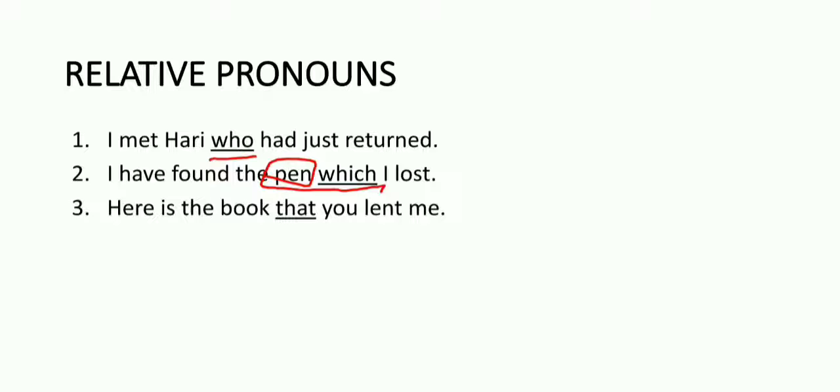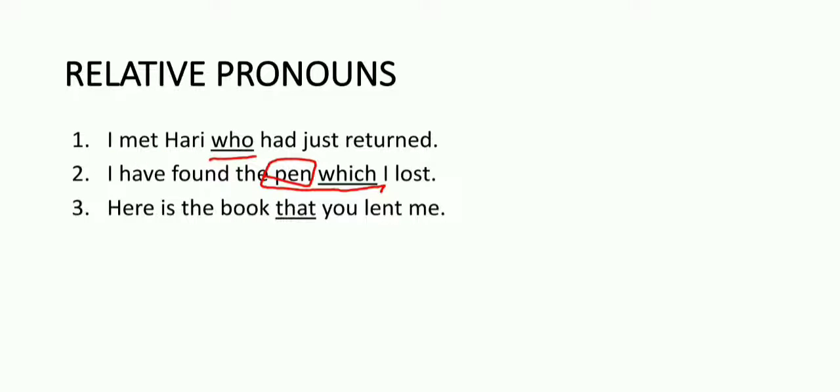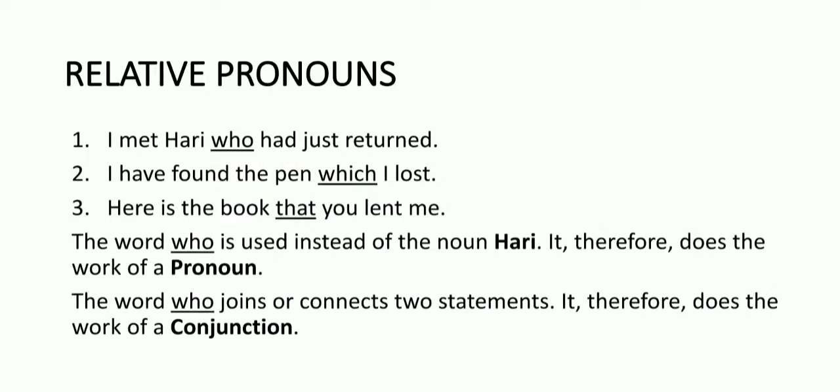And same is the case with the third sentence. Here is the book that you lent to me. In the previous sentence the book was used twice. So here again, here is the book that you lent me. Now that is used in the place of book and avoided the repetition of the noun book again. So what does this mean?